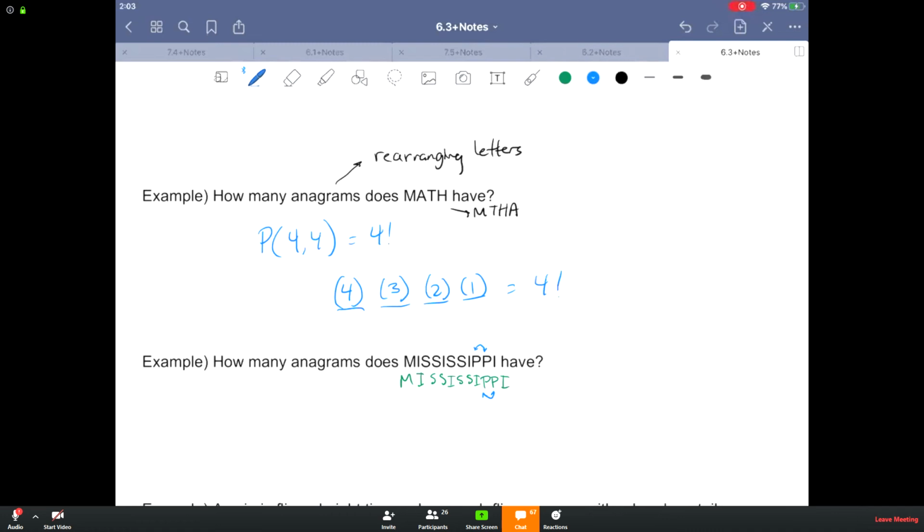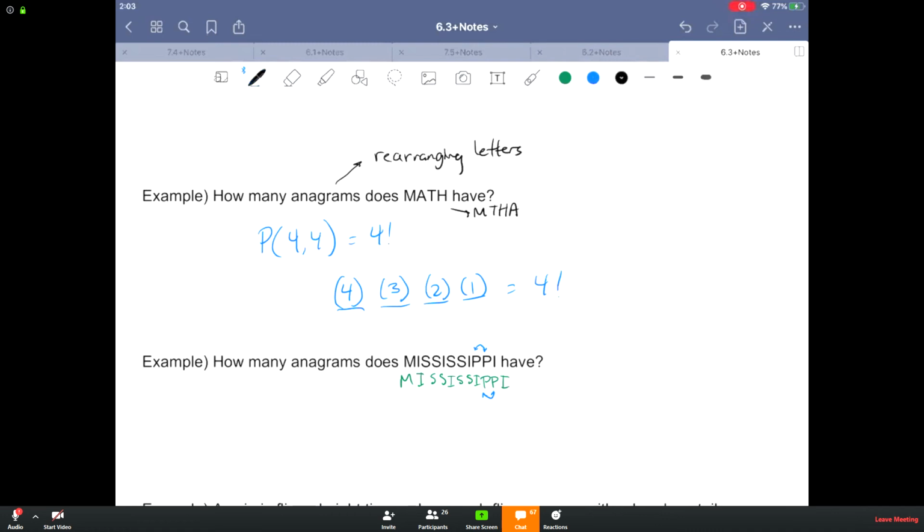Now, if each one of those S's was a different color or had some kind of marking to differentiate the 4 S's, then that's different. But in this case, we can't tell the difference between the S's, the I's, or the P's. So we've got to figure out how we're going to get rid of those repeats.